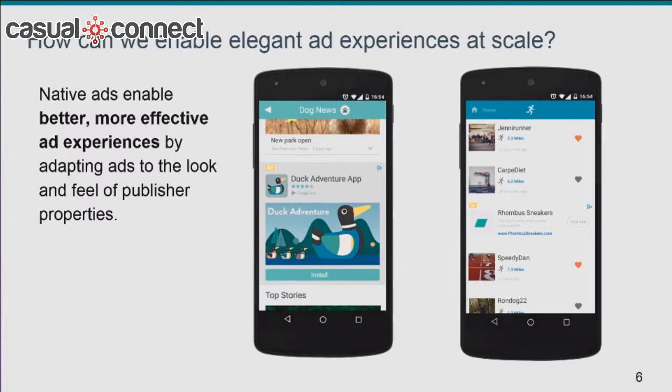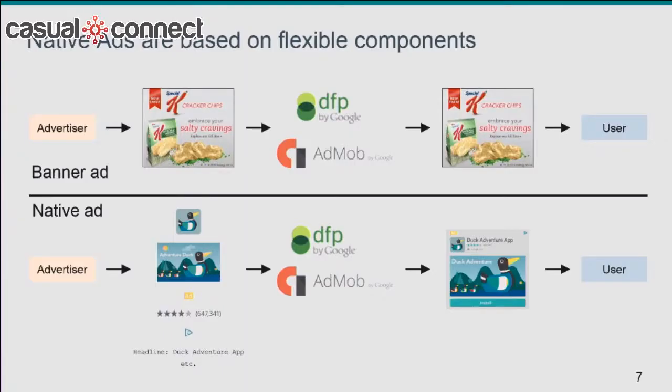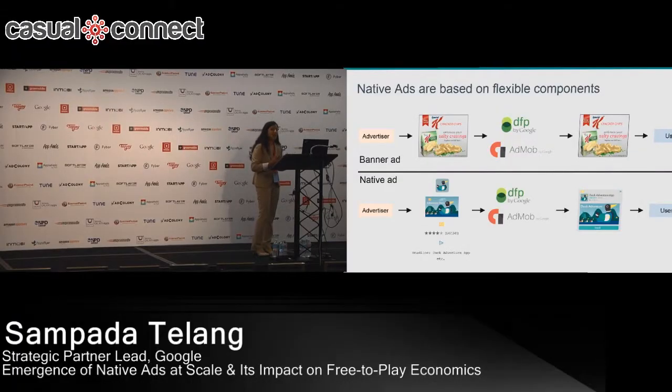And that brings us to the question of how can we enable scaled, elegant ad experiences? And what we see is the idea that there is a possibility of decomposing the ad creative into its basic core components and allowing publishers the flexibility of rendering these components in a form that naturally matches with their medium. And we see that happening with native ads, and that's the way we scale these ads.